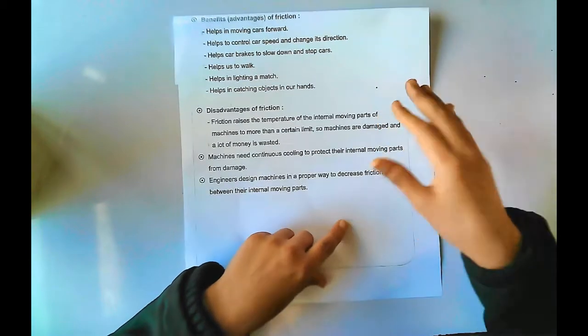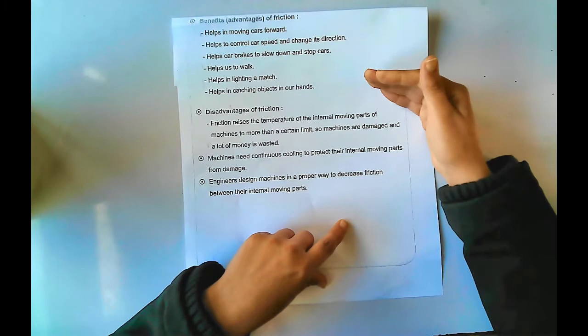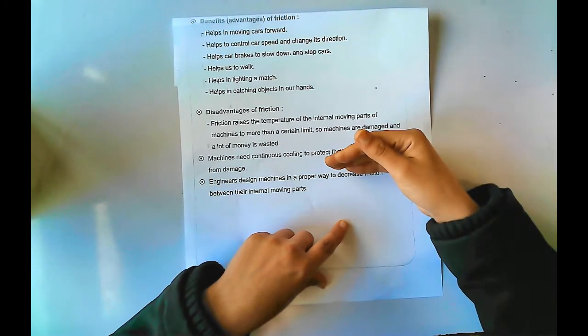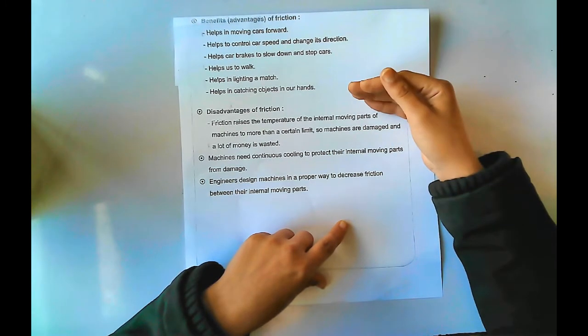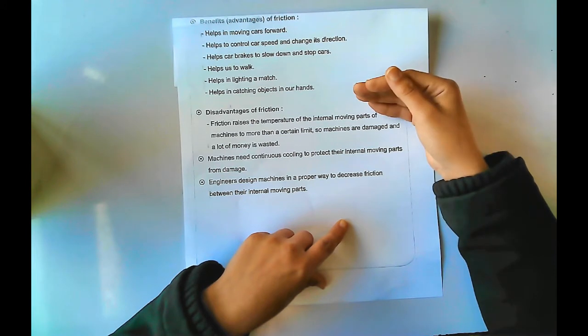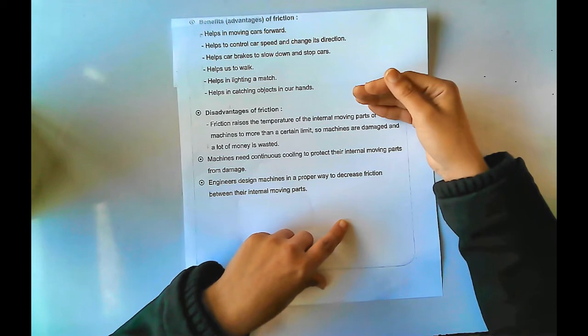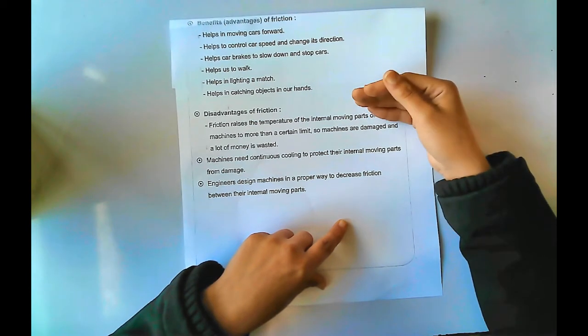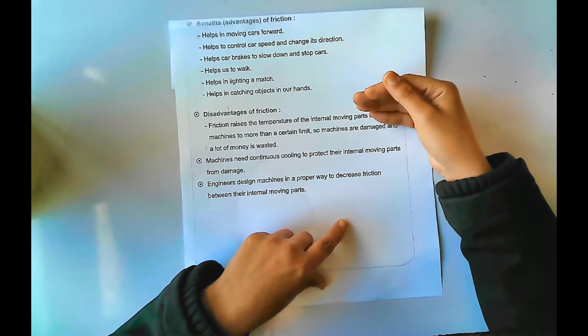Again, in this lesson we studied the benefits and disadvantages of friction. Benefits of friction: number 1, moving the car forward. Number 2, controlling car speed and changing direction. Number 3, car brakes to slow down and stop the car. Helping us to walk without slipping down. Helping in lighting matches and catching objects in our hands.